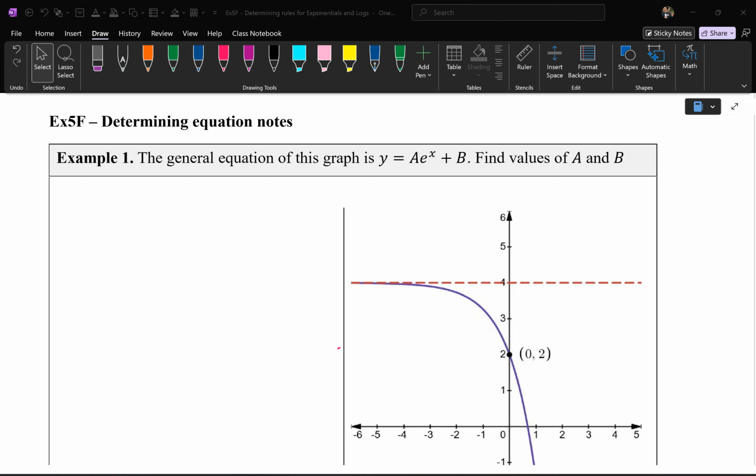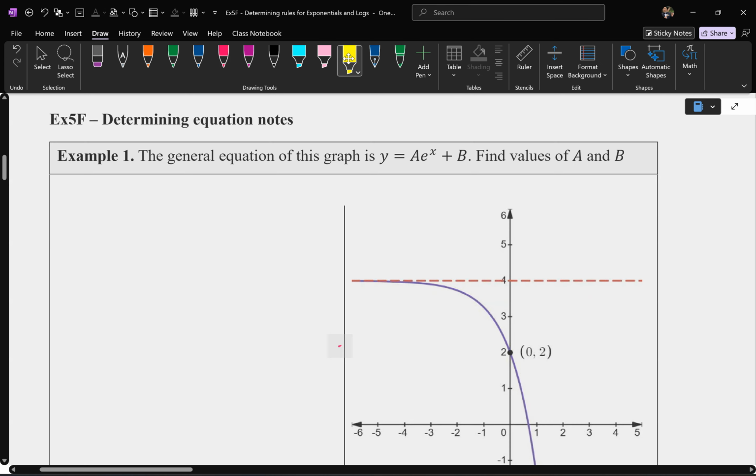All right, 5F. Here we go. So this goes back to everything that you've done so far. Chapter 4, reading your properties. You've learnt your log properties, you've learnt your exponential properties. Looking at this equation, we can tell it's an exponential.